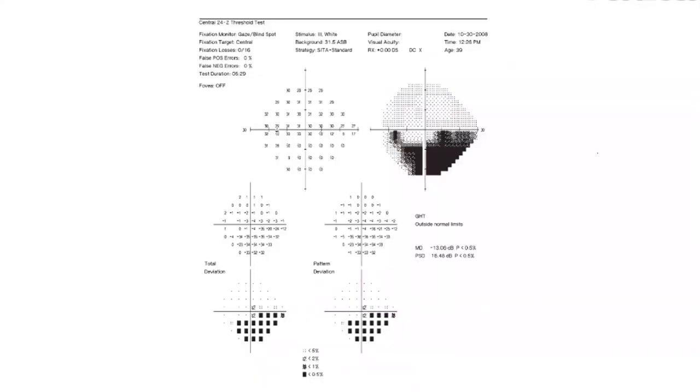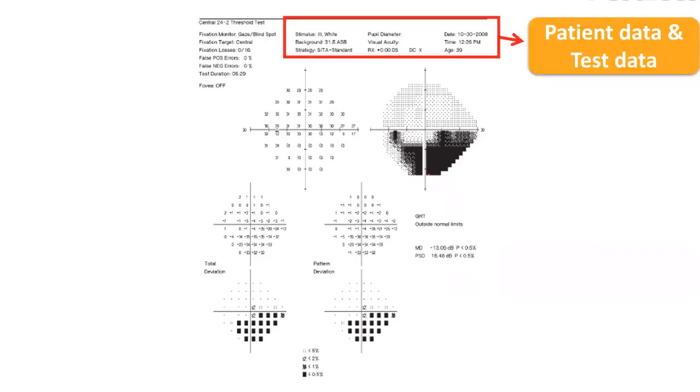Finally, the investigations. How can you investigate a case of glaucoma? So we have the visual field, or the perimetry. How can we interpret the perimetry? We will find some data regarding the patient's information and the test data, like the test stimulus and the background and strategy used, and also the patient's refraction, the patient's age, and the date and time.